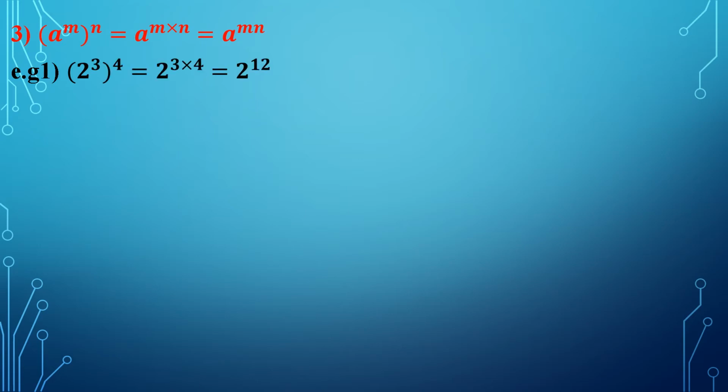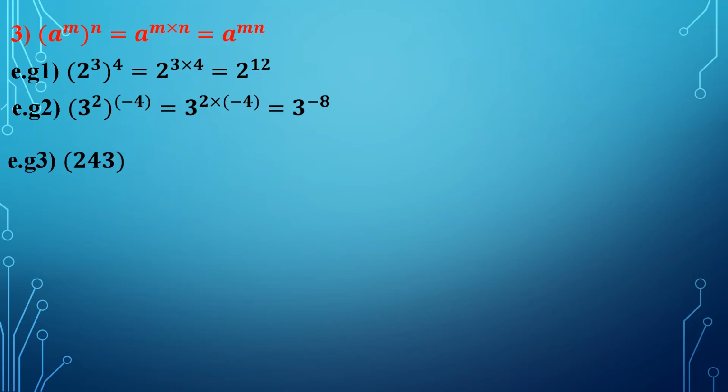Example number 1, that is 2 raised to 3 whole raised to 4 will give us 2 raised to 3 into 4, that is 2 raised to 12. Next example, here 3 raised to 2 raised to minus 4. Here we can see the power of power is minus 4. Hence 3 raised to 2 multiplied by minus 4 will give us 3 raised to minus 8.